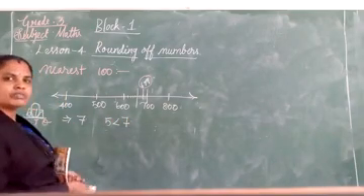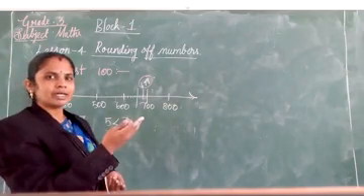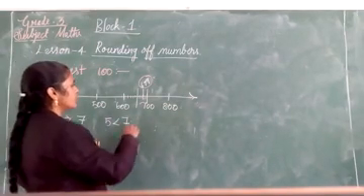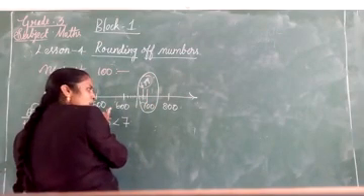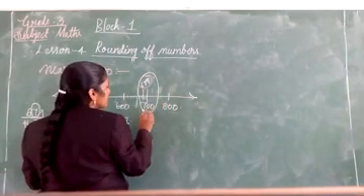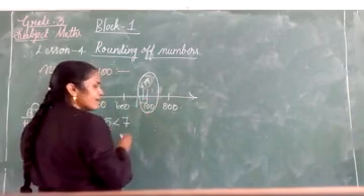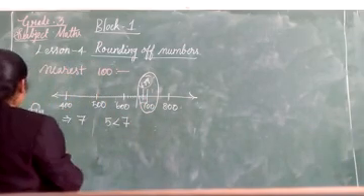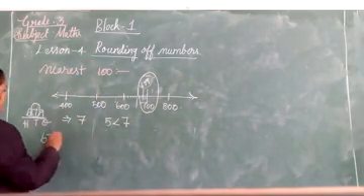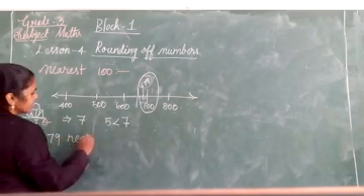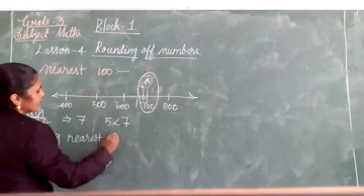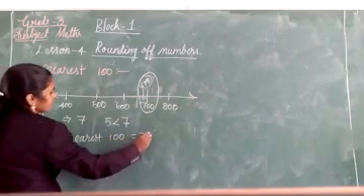6 is greater than 5, which means we should round up the number. We should not round down. We should round up the number. So what is the nearest 100? 700. So 679 to the nearest 100 is 700.